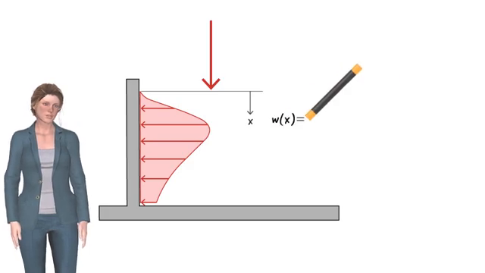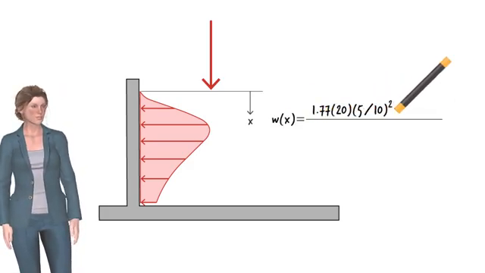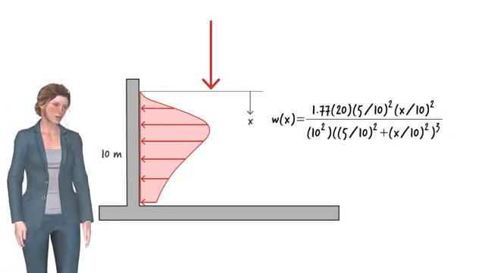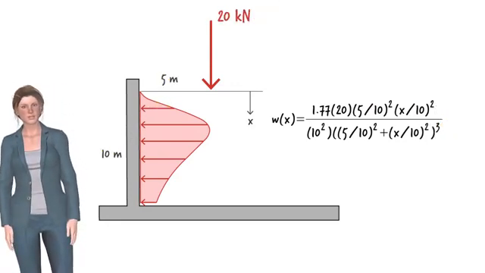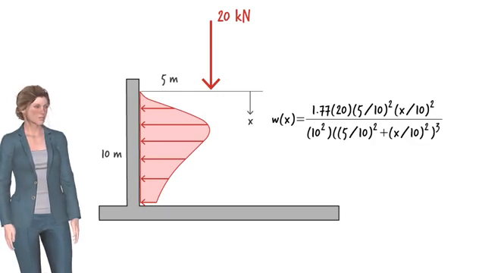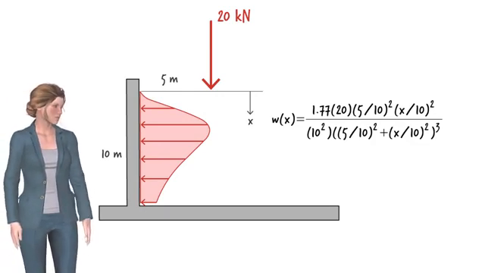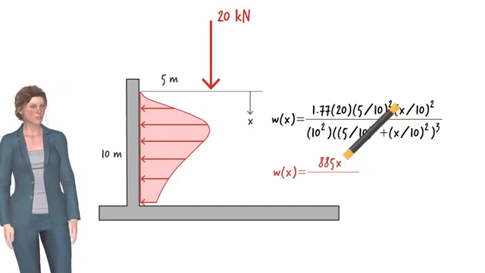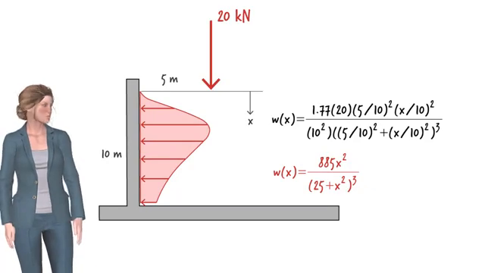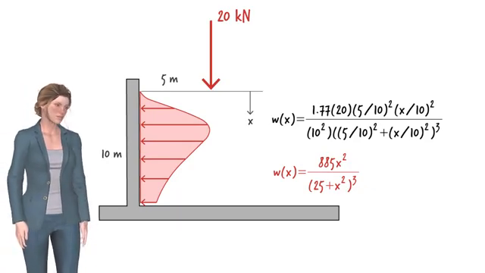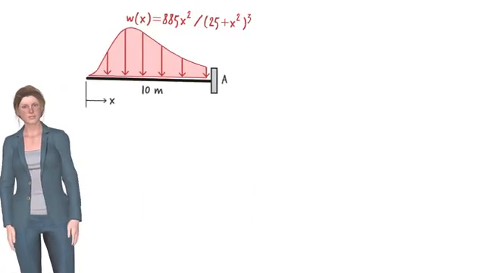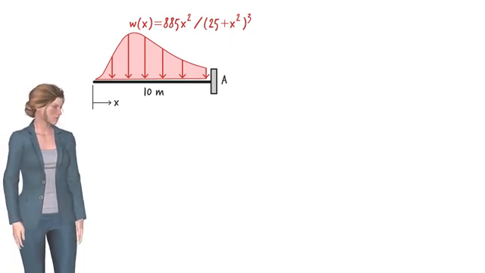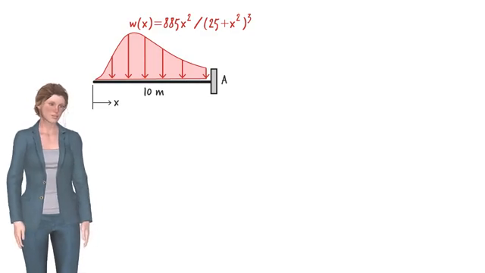The equation for this curve is: here we have used 10 meters for the height of the wall, 20 kilonewtons for the weight of the vehicle, and 5 meters for the distance from the wall to the center of gravity of the car. Simplifying the equation, we get: viewed as a cantilever beam, the wall and the distributed load acting on it can be shown this way. Suppose we wish to determine the maximum shear force and bending moment in the beam which occur at the fixed support.